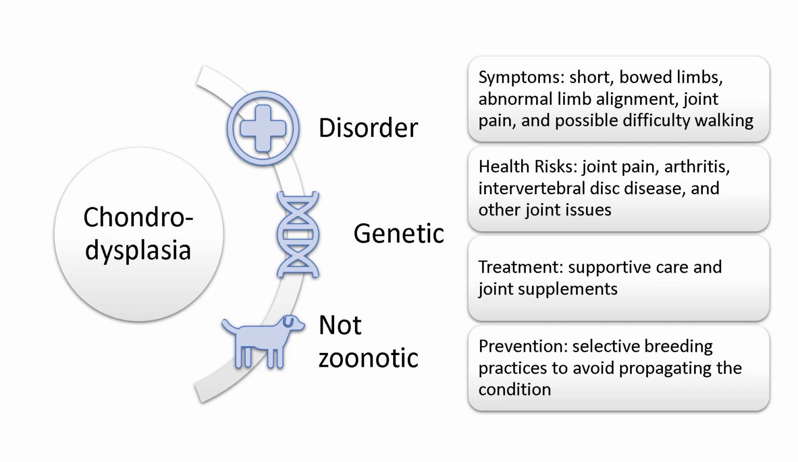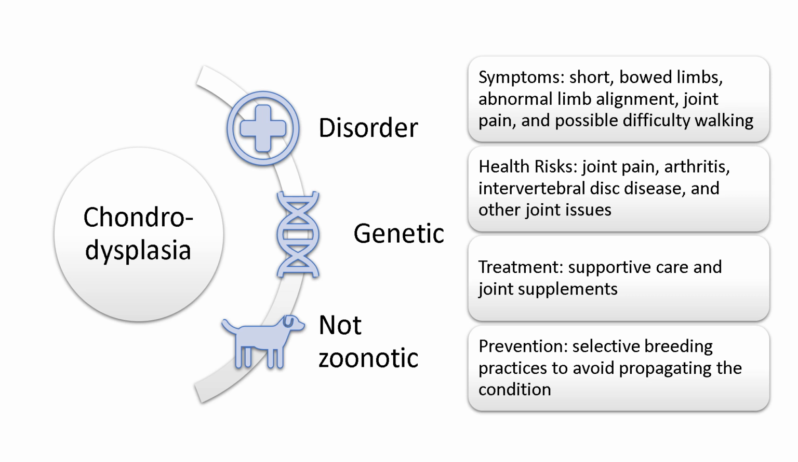Chondrodysplasia is a disorder and can be considered a disability depending on its severity. It's a skeletal disorder affecting cartilage and bone development, often leading to disproportionate limb growth. It develops as a result of specific genetic mutations affecting cartilage growth. It is inherited from parents and passed down through generations in affected breeds like Dachshunds, Basset Hounds and Corgis, which have therefore shorter legs due to this condition.